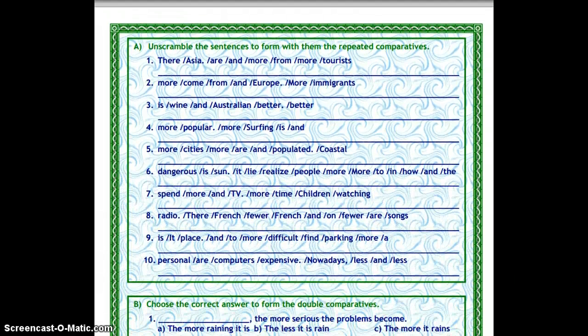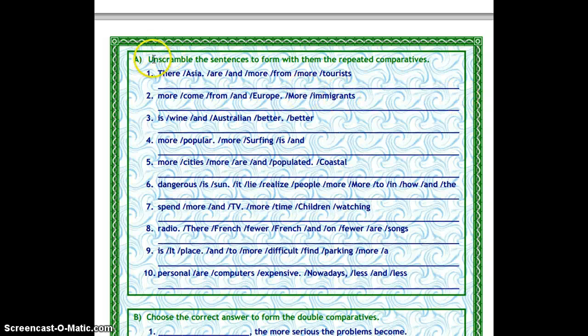Please, Patty, take a look at these sentences from 1 to 9, and I want you to follow these instructions. Complete the sentences or form the sentences, and please send them to me through Facebook, through inbox, and I'm going to check them. If you have any question, please let me know.